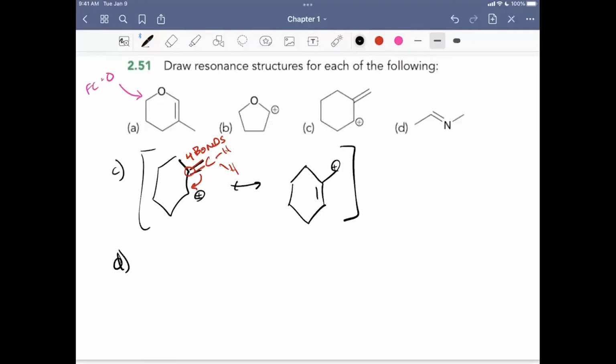Part D. We have this nitrogen with 1 lone pair. It is neutral, so whatever we do, we want to make it neutral. So we want our formal charge to equal 0. So one thing we could do, let's test out a few different things we can do. We can pull this double bond either onto the nitrogen or onto this carbon. Let's see what happens when we pull it onto this carbon.